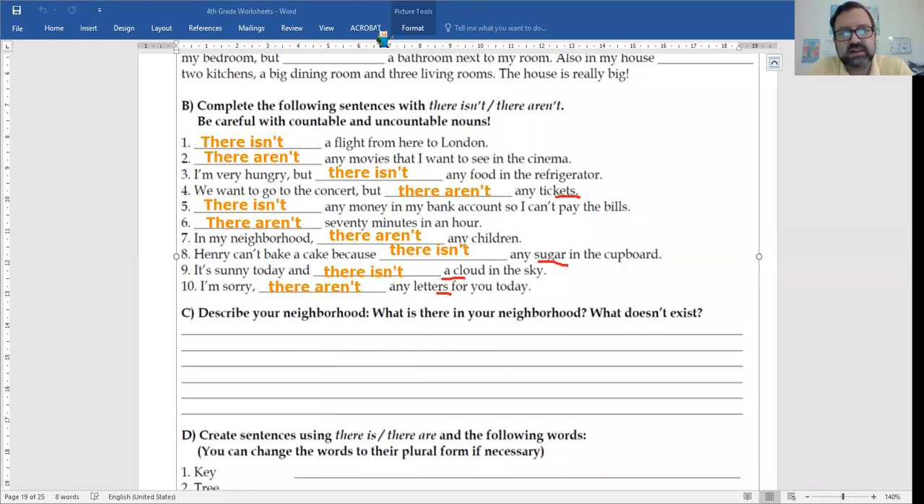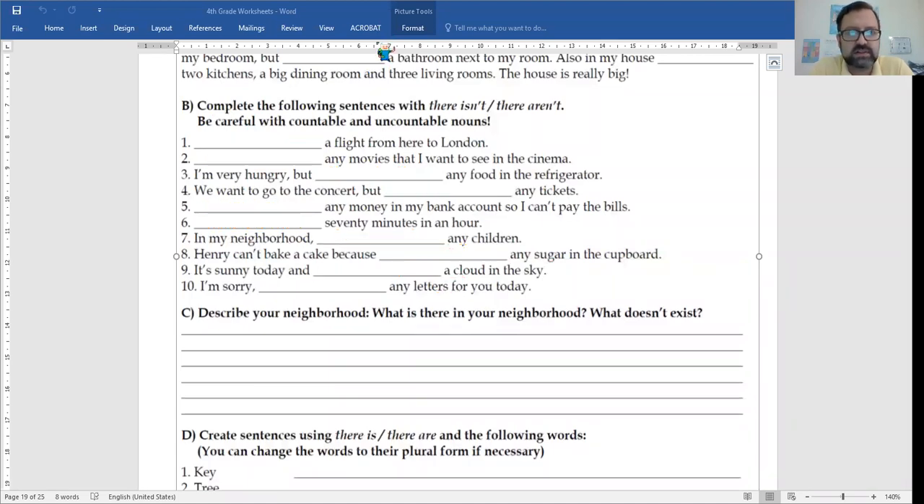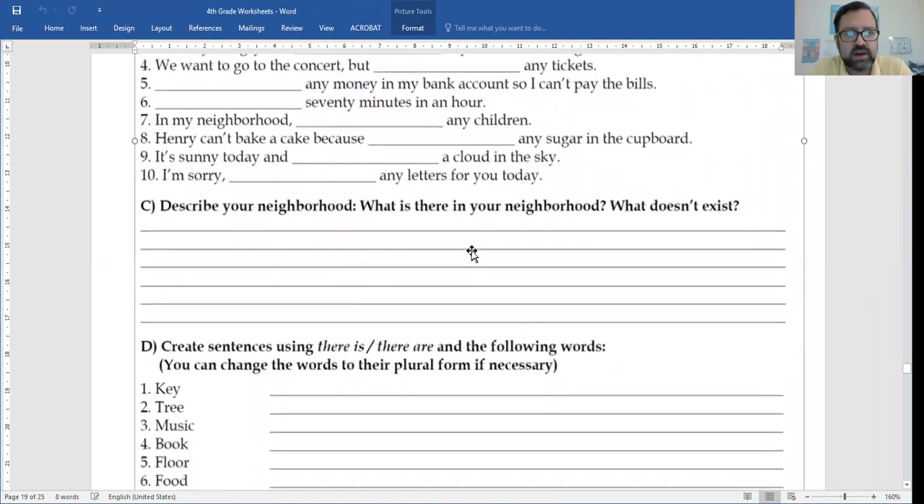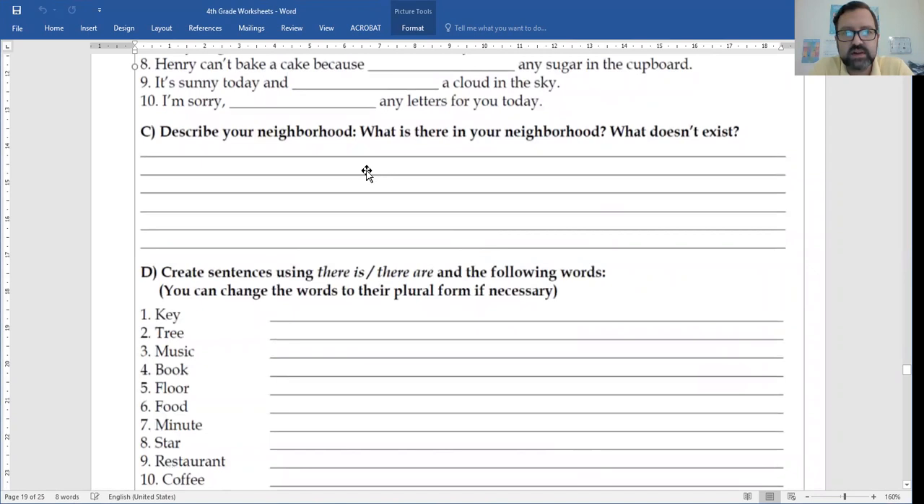Parts C and D here. I will leave this to you kids to do yourself. Let me make this a little bit bigger. All right, it says, describe your neighborhood. What is there in your neighborhood? What doesn't exist? All right, so what they really want you to do, and I'll say this, you can probably just make 4 sentences. If you want to do more than that, that is fine, okay?